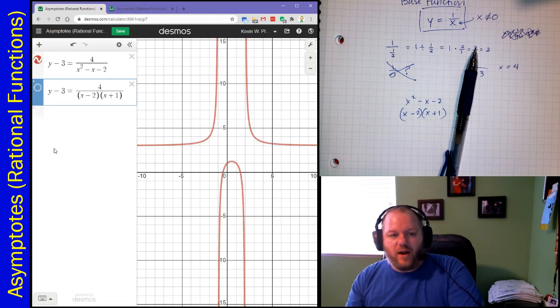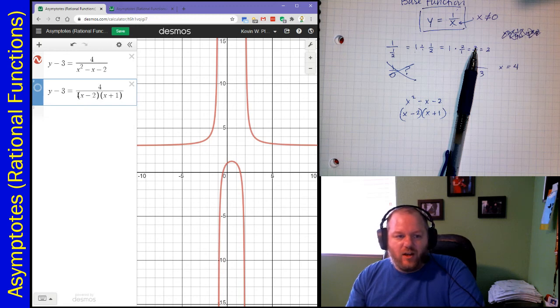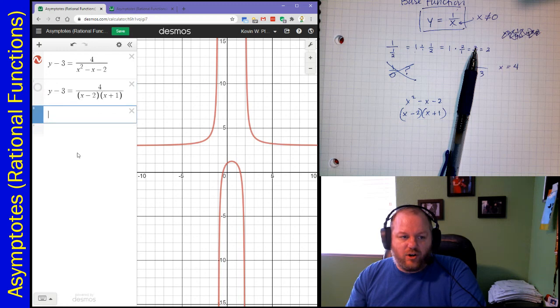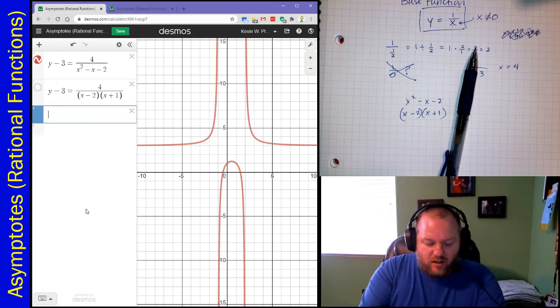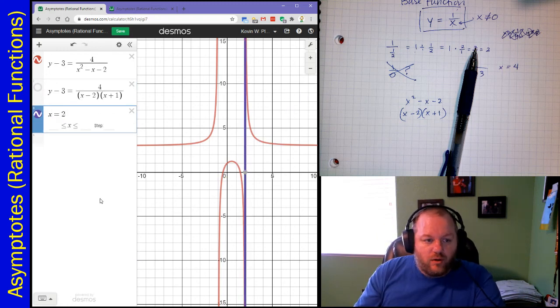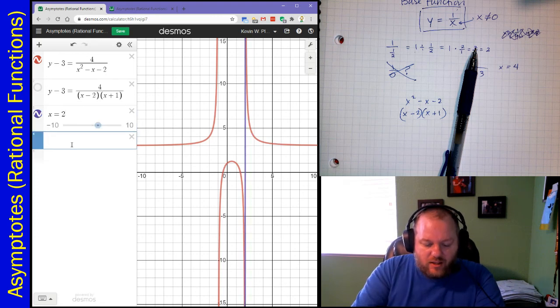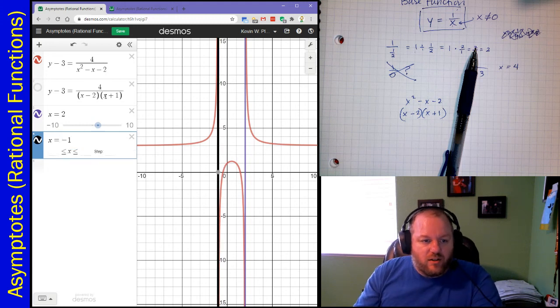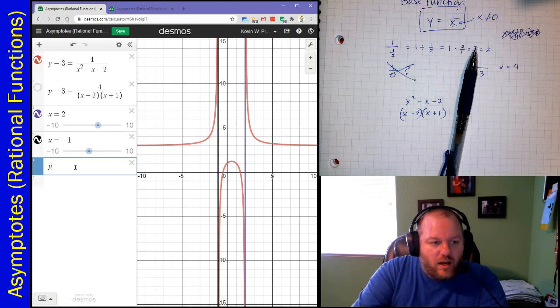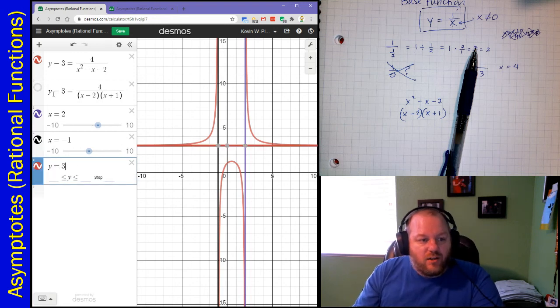So by factoring it, I found this, and now I just have to say my asymptotes are going to be at x equals 2, because 2 minus 2 is 0, x equals -1, because -1 plus 1 equals 0, and y equals 3, because 3 minus 3 is 0.